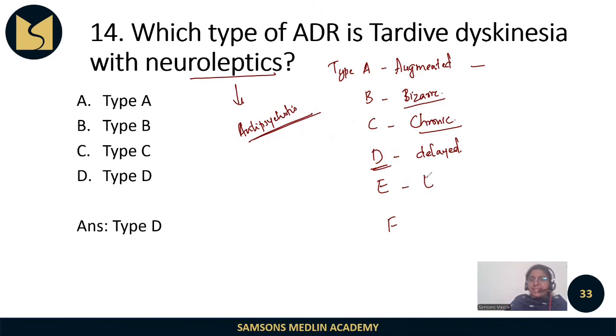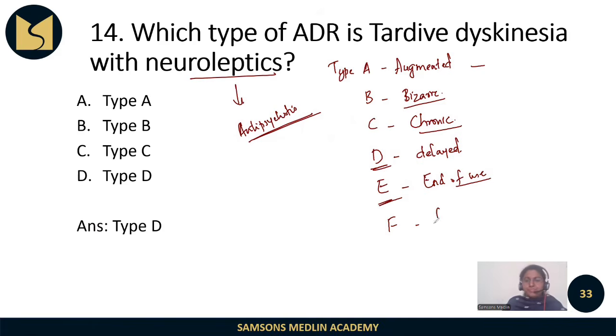Next, E. E is end of use. When certain drugs are stopped abruptly or immediately, the patient will start to show withdrawal symptoms. For example, beta blockers like propranolol: when we stop those drugs, the patient will start to show rebound hypertension. So that is a kind of type E ADR. So what is the solution? We should not stop those drugs immediately, but gradually reduce the dose and then stop the drug.